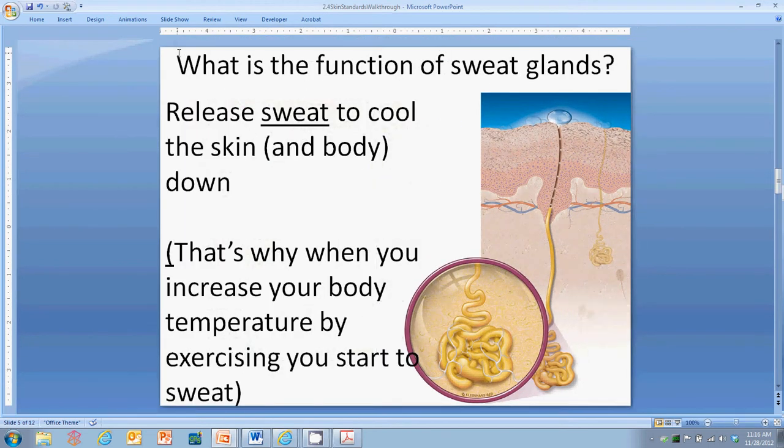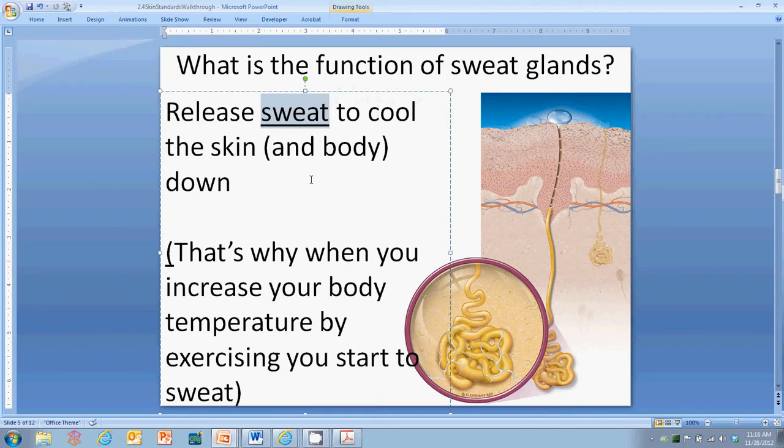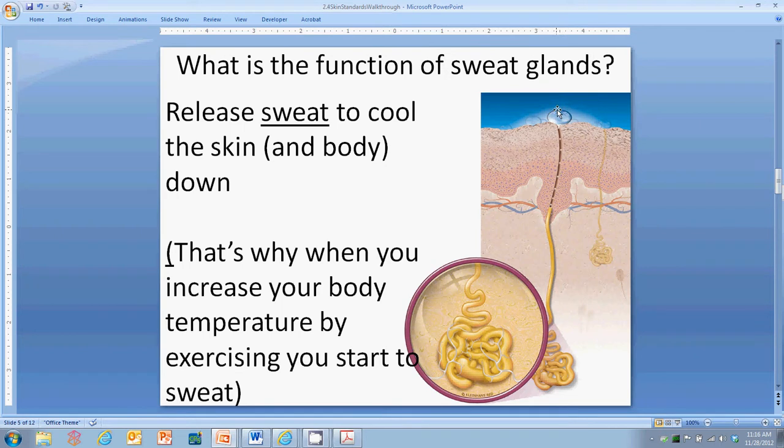What is the function of sweat glands? Sweat glands release sweat to cool the skin and body down. So the sweat gland is going to release sweat all the way up here, this little bubble of sweat. That's going to evaporate, and our skin is going to cool down. It's going to get colder.